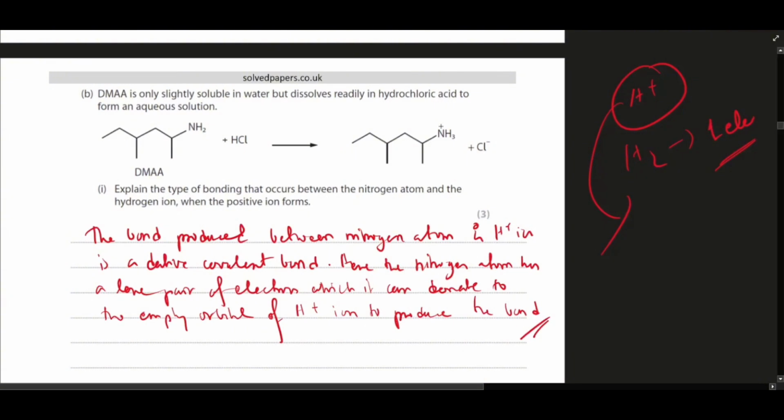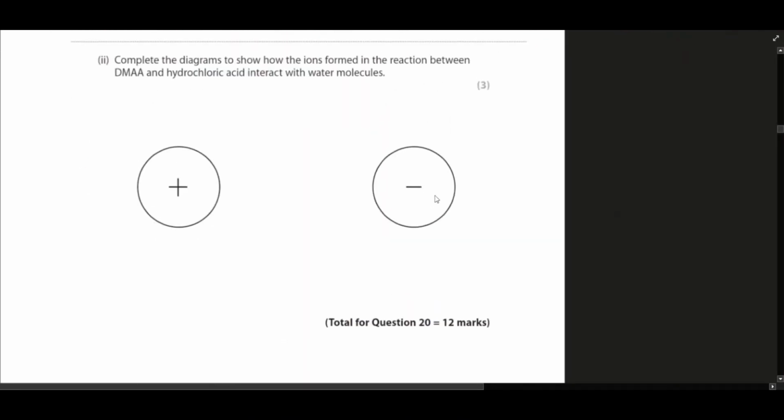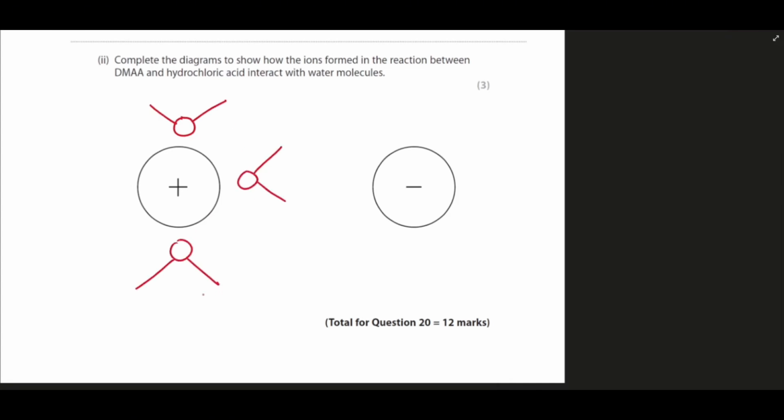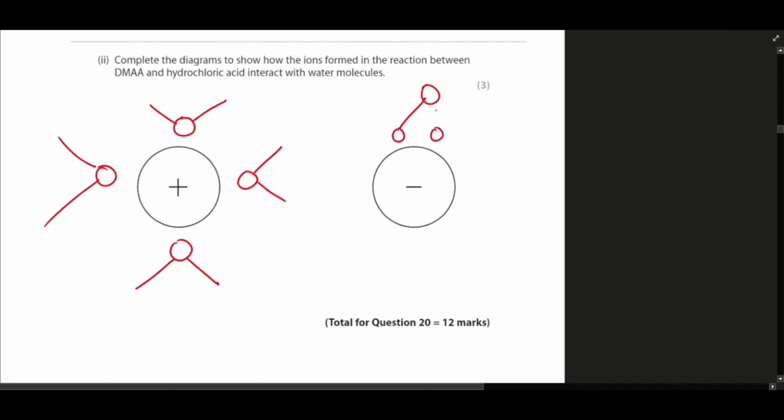We understand a covalent bond will be produced, but a special type. That's it. Complete the diagrams to show how the ions form. Oh, this is pretty easy. What do you think is going to happen? Okay, like this, like this, like this. Then this.